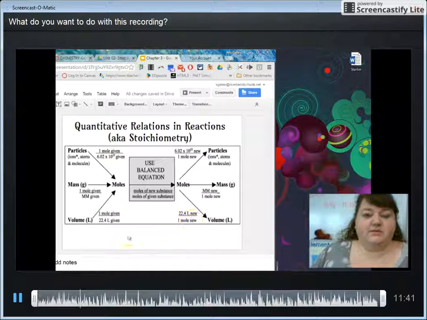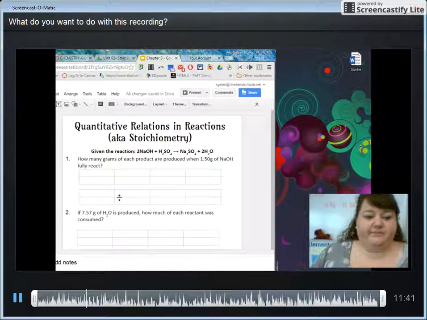But remember, we can only use 22.4 if we are at standard temperature and pressure. So 0 degrees Celsius and 1 atm. Those are our standard temperature and pressure. So let's try some examples.